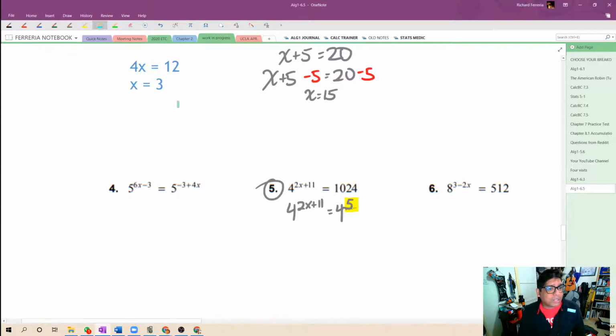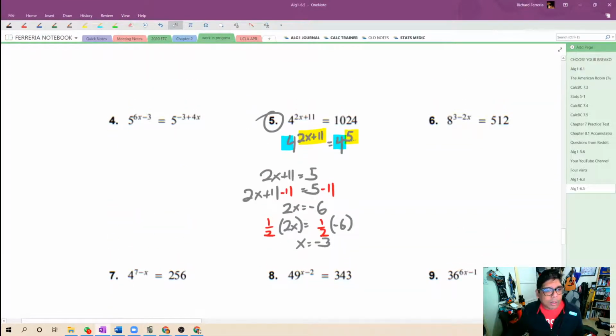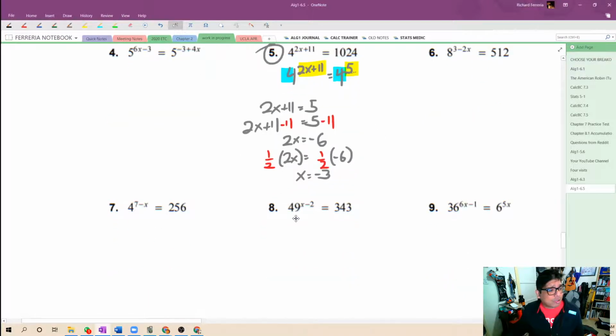And now that the bases are the same, we can make the powers equal to each other. So 2x plus 11 equals 5. Subtract 11. Divide by 2. And x equals -3. Okay, this was a difficult question. Don't be fooled into thinking that just because you're in Algebra 1, you can't get a difficult question mathematically. You know, a lot of people can't solve this equation to save their life. Let's try another one.